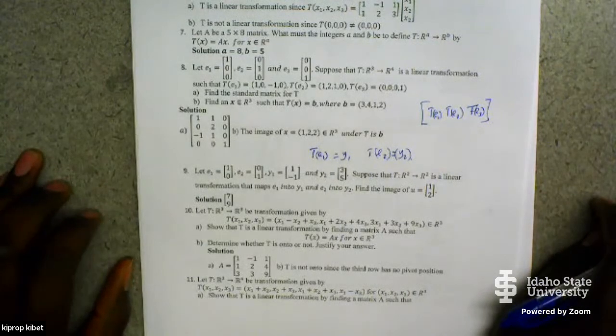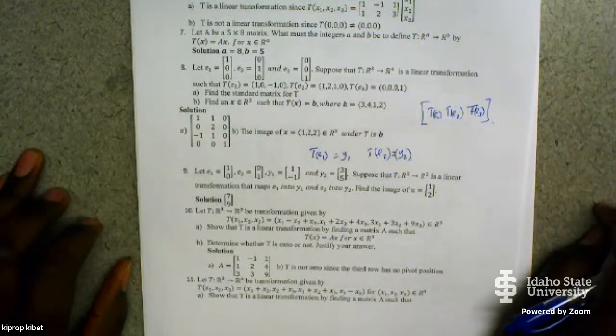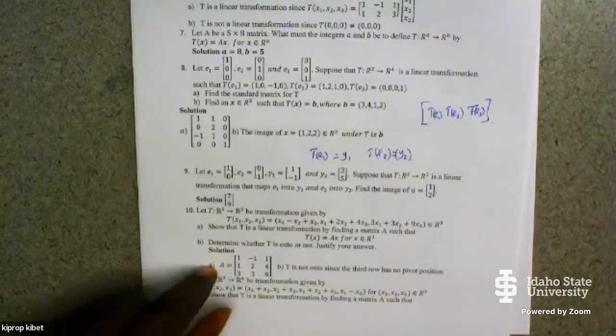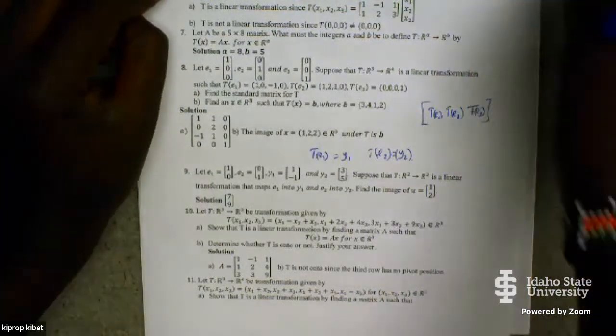Number 10, let that one be given by that. Similar thing to number 9 and also number 8. You do the same thing. Number 11, show that T is a linear transformation. Same thing to number 6. So you do the same thing as number 6.